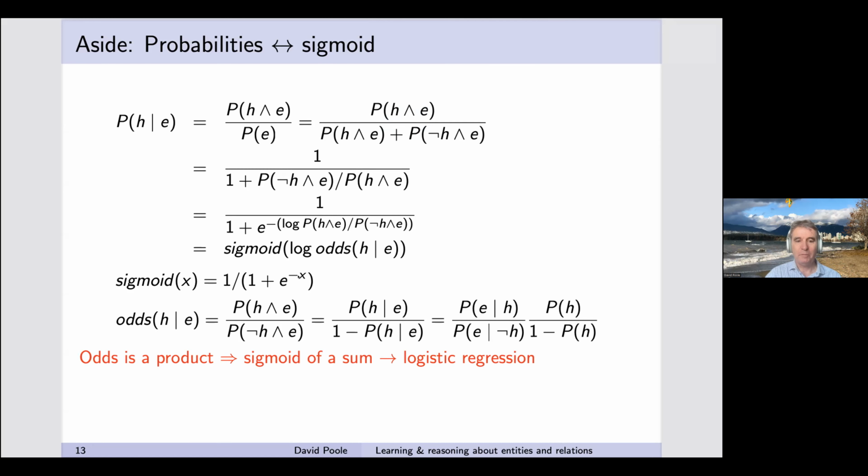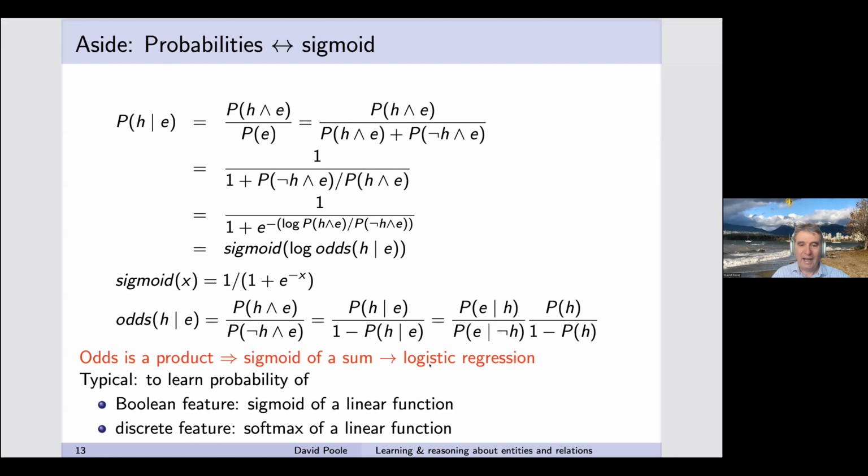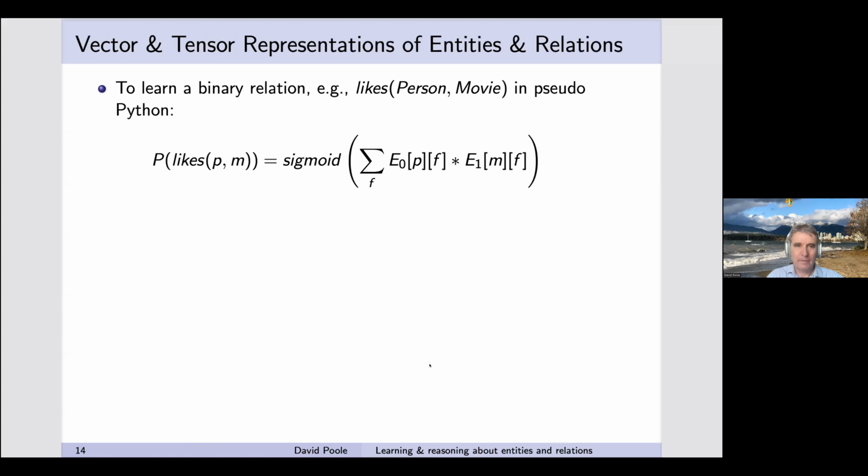Typically then, with this log of odds formula, odds is a product, and so the log of odds becomes a sum. And so you end up with the sigmoid of a sum, which is called logistic regression. So in the models I'm going to give, if I ever want to get a probability of a Boolean variable, I'm going to use logistic regression. I'm going to add a sigmoid to it. If I have just a discrete categorical feature, I'm going to use the softmax. If you wonder where sigmoids and softmaxes come from, it's the fact that we want to predict a probability because we want to make decisions in the end. All right.